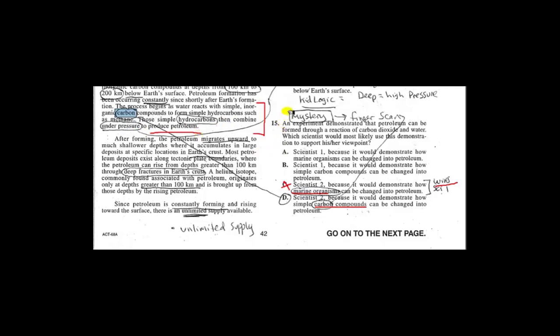Key for 15, label it mystery, finger scan for your keyword carbon or carbon dioxide, find it, reword it into the answer, and be aware of wires crossed answer choices that give you information from the other scientist. Once you found for sure it's Scientist 2, look out for stuff that's given from Scientist 1. 15 is D.